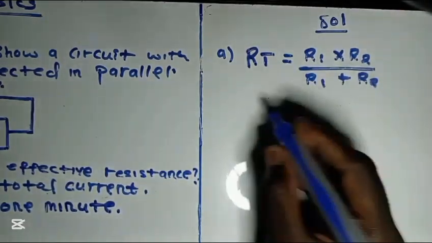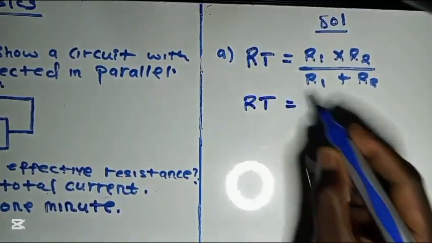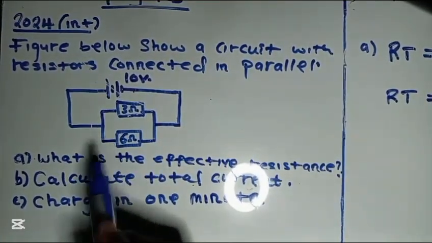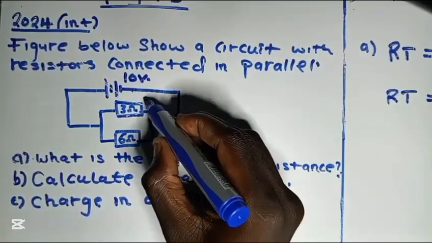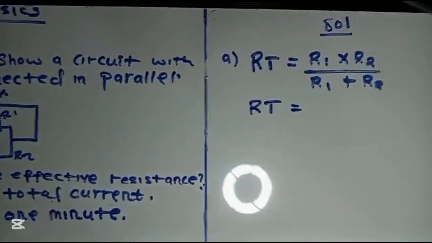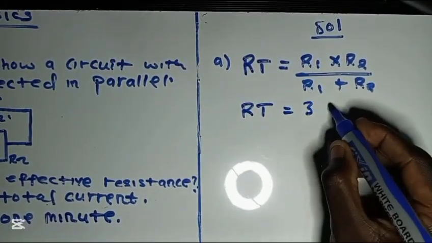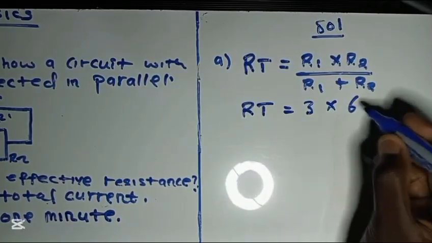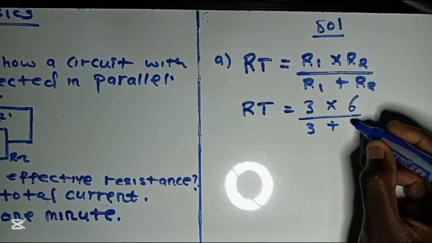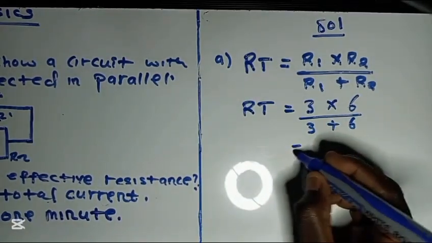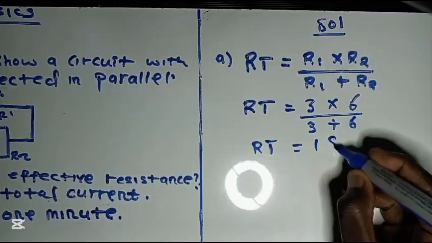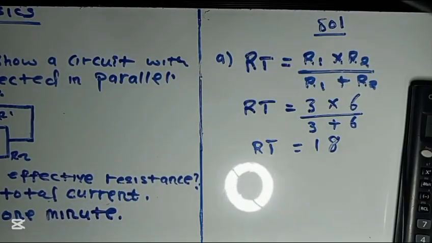So to answer our question, we are going to say total resistance is equal to, so the resistance that we had, 3 ohms and 6 ohms. This one can be our R1 and this one can be our R2. So R1 is 3 times R2, which is 6, over R1 again, which is 3, plus R2, which is 6. Then total resistance is equal to 3 times 6, which will give us 18.